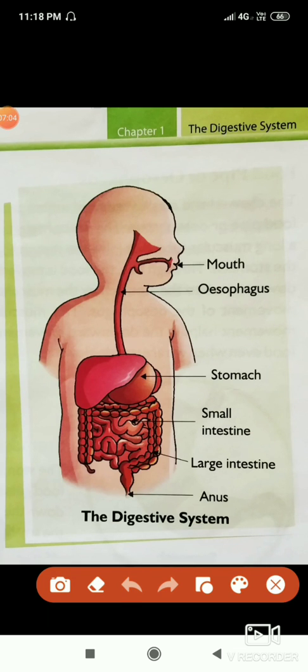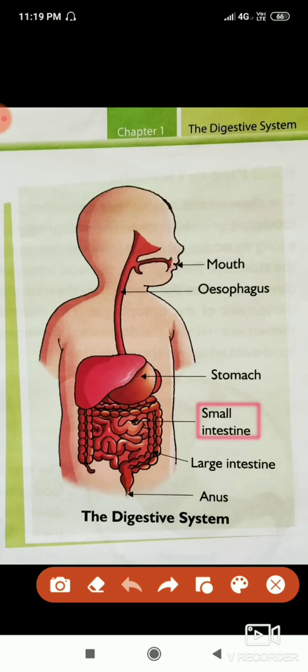This is the diagram of the digestive system. See, number 1 is the mouth, from where we eat. Food starts going from the mouth. Next, the esophagus, which we have discussed in the new words. Another name for the esophagus is food pipe. So food passes from the mouth through the food pipe. Next is the stomach, where food reaches after the mouth and food pipe.